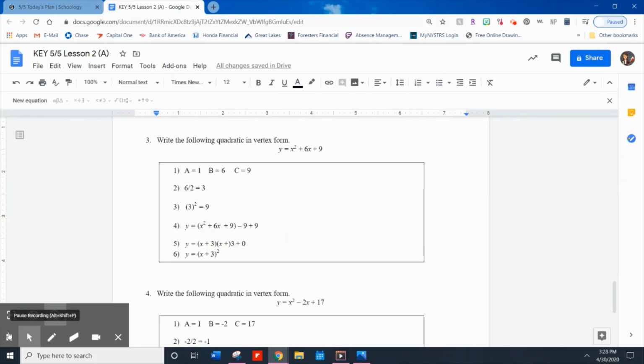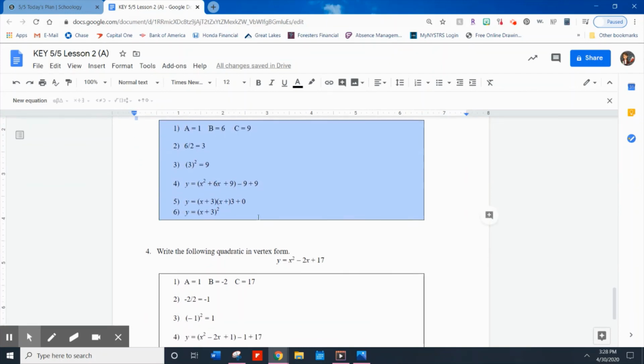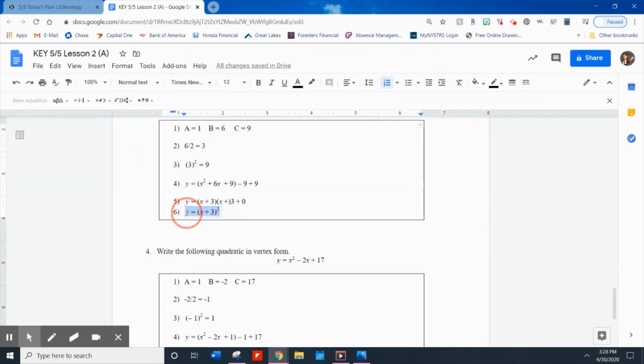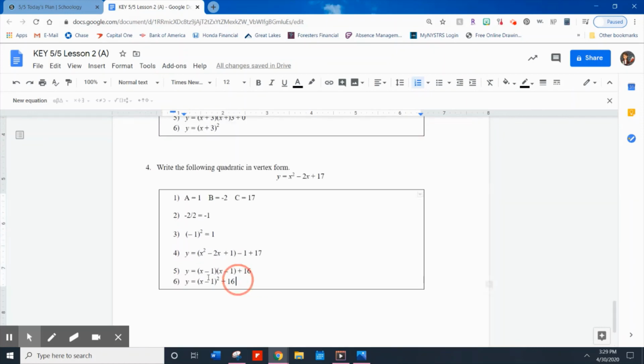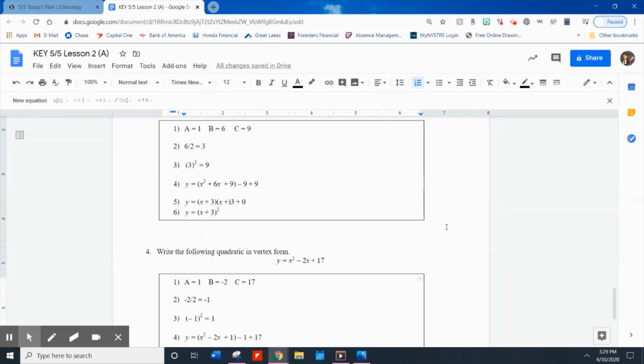All right, let's check our work. Here's number 3. Okay, you can see our vertex form for number 3 doesn't have a constant at the end, and that can happen sometimes. That's still in vertex form. And number 4, there's our answer right there. And that's all we got for completing the square.